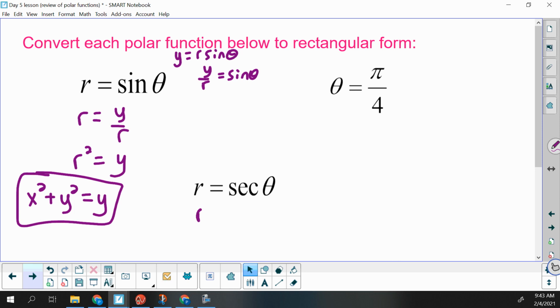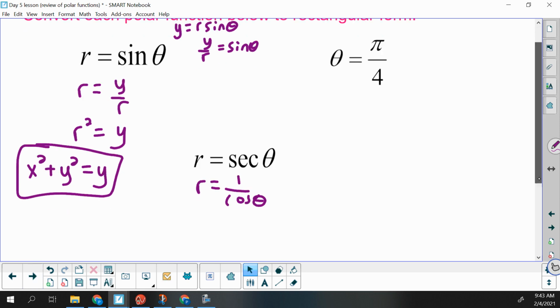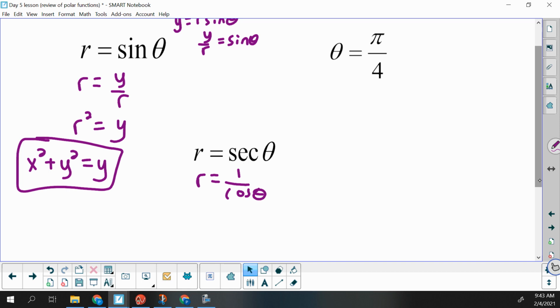So secant can be written as 1 over cos theta. Well, if we multiply the cos theta over, that's r cos theta is equal to 1. r cos theta is the same as saying x. So x equals 1 would be our rectangular form. So that's a vertical line at x equals 1. So it's kind of interesting to think that our polar r equals secant theta would just show up as a vertical line.